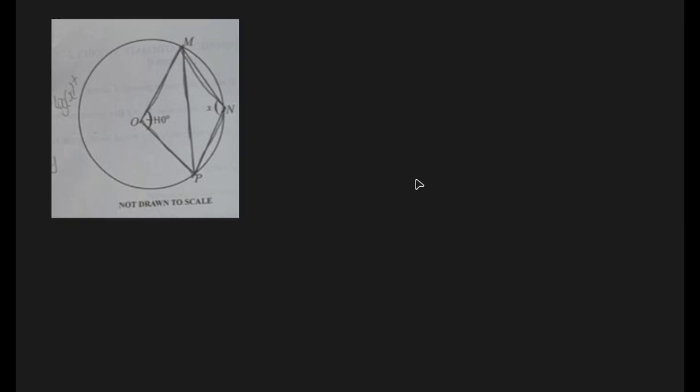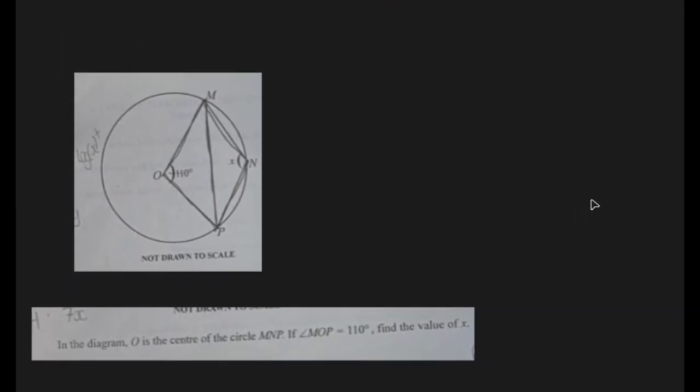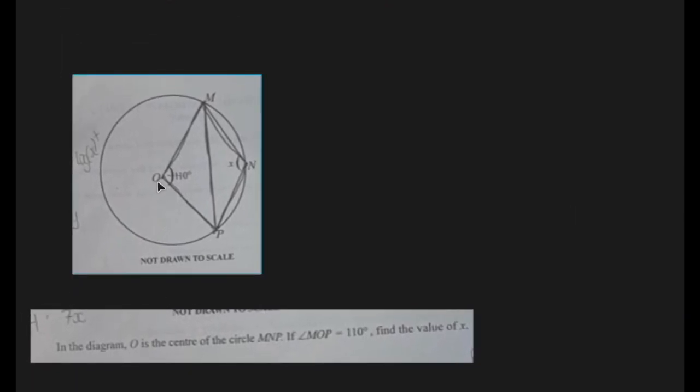Okay, we have a circle theorem question here. So let me write the question also. In the diagram, O is the center. We can see this of the circle M and P. If angle MOP is 110, MOP at the center is 110 degrees. Find the value of X.